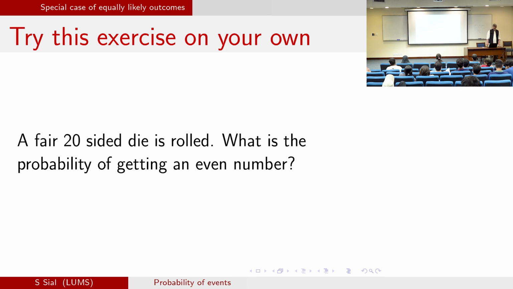Try this one. You have a 20-sided fair die. What's the probability of getting an even number? 1/2.